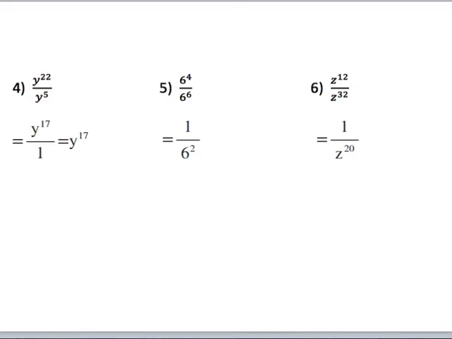Go ahead and check your answers on 4 through 6. Notice how anytime the bigger power is on top of the fraction, it ends up not being a fraction anymore because over 1 you could just kind of cancel out. It means the same thing as a whole number.